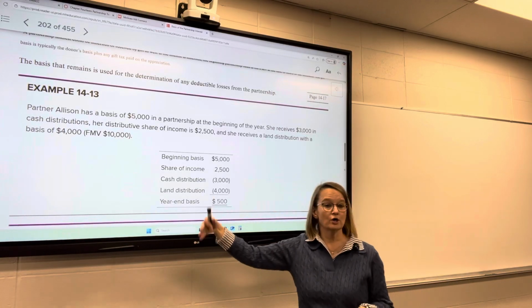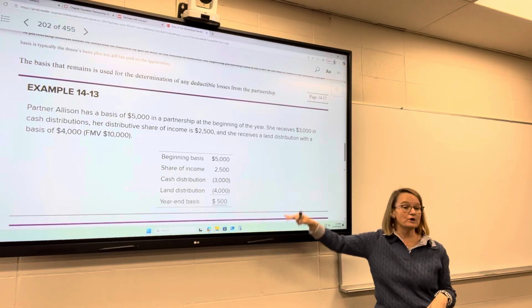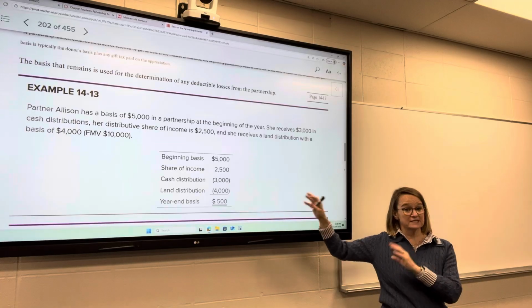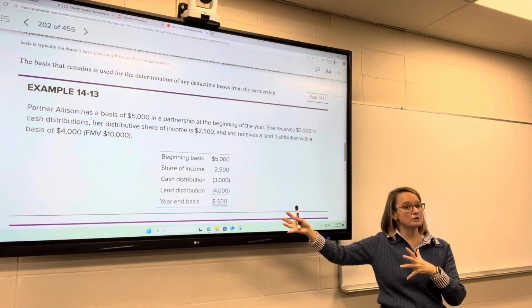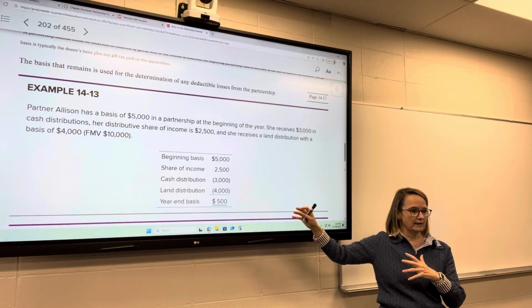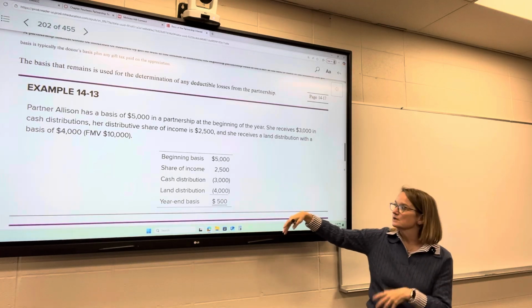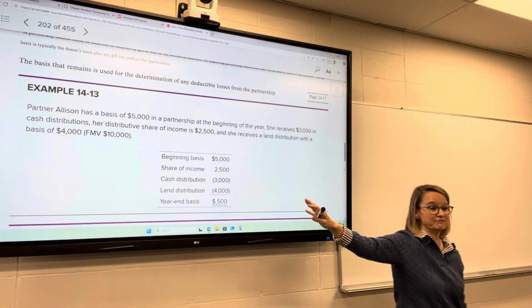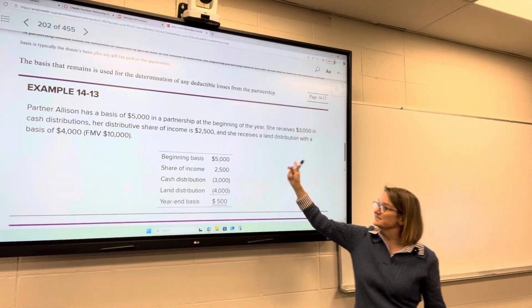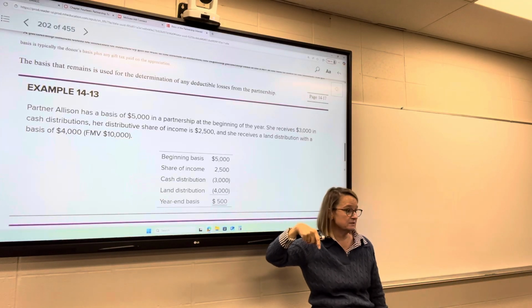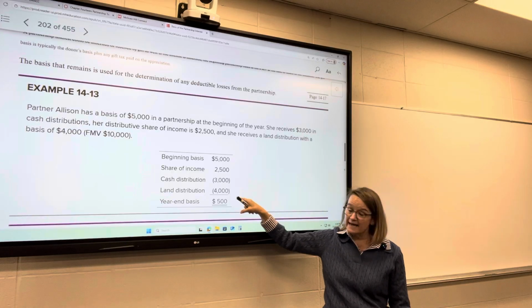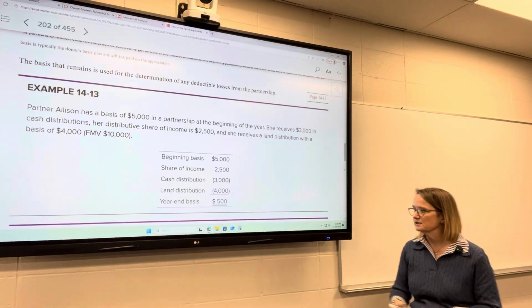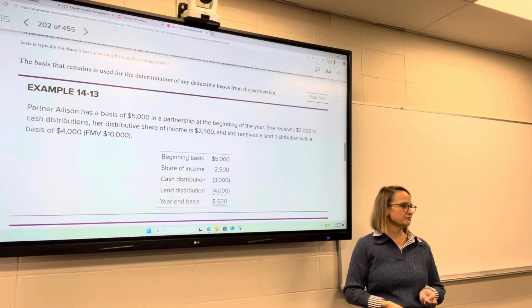Here's how we calculate her basis over the course of the year. And again, if you think of this in terms of, first off, it's an asset, but if you think of it in terms of, it's like a bank account, right? Some sort of asset account. We start with $5,000. We put in another $2,500. But then we take out cash of $3,000, and then we take out this land of $4,000. I know land's not cash, so it's a little different conceptually because you're not going to withdraw land from a bank account.